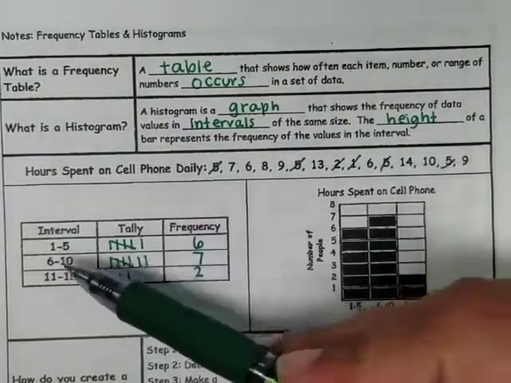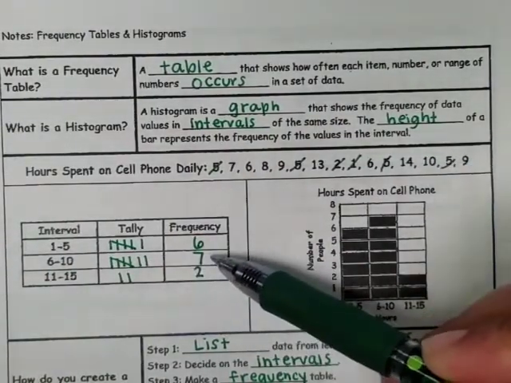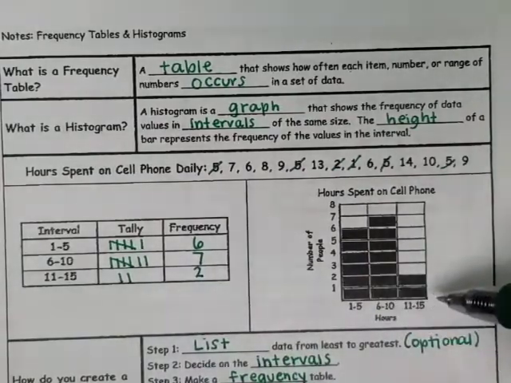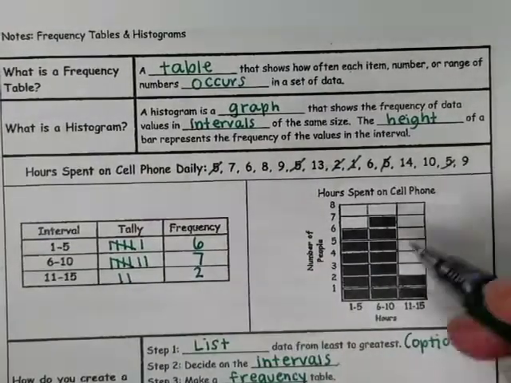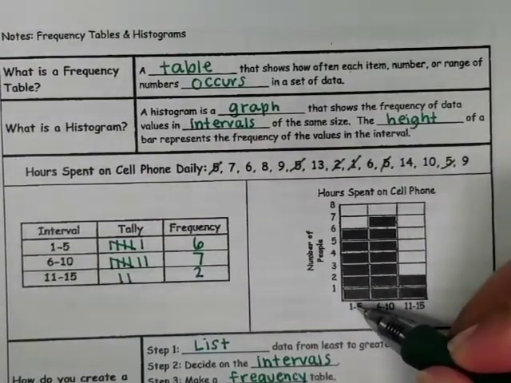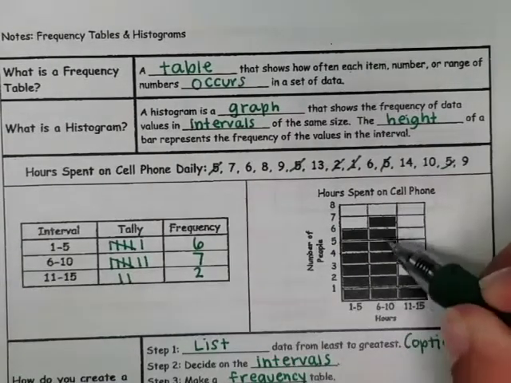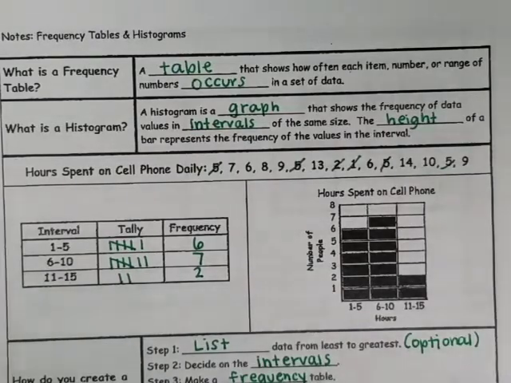And then I did the same thing for 6 through 10. I just went through, found numbers 6 through 10, put my tallies, and then I put the frequency number, and then I did 11 through 15. Over here is the graph, and the graph represents exactly what's in this frequency table. So the amount of people that spend 1 to 5 hours on their phone is 6 people. 6 through 10 is 7 people. 11 through 15 hours is 2 people.